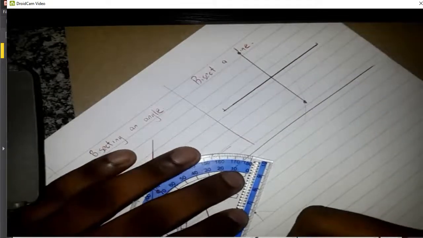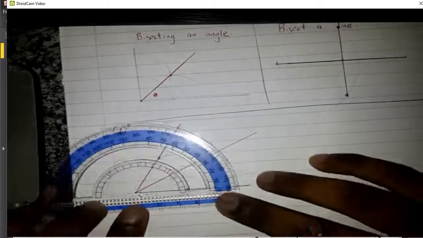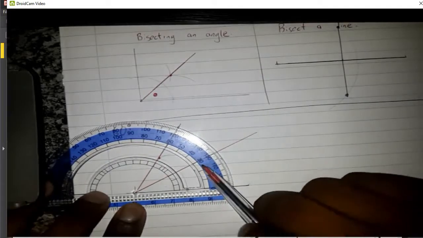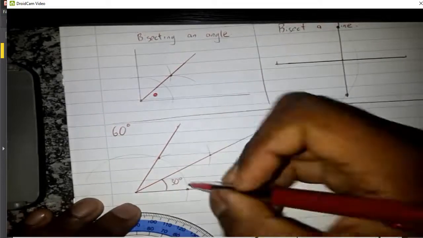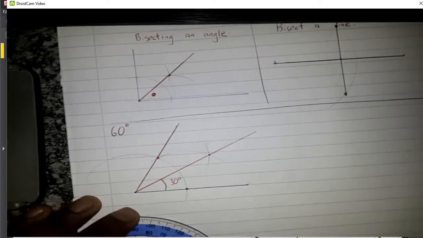So if I draw this line, this should be a 30 degree line. Let's double check that. Right, so we're checking here, there we go, 30 degree line. This is a 30 degree angle, right?